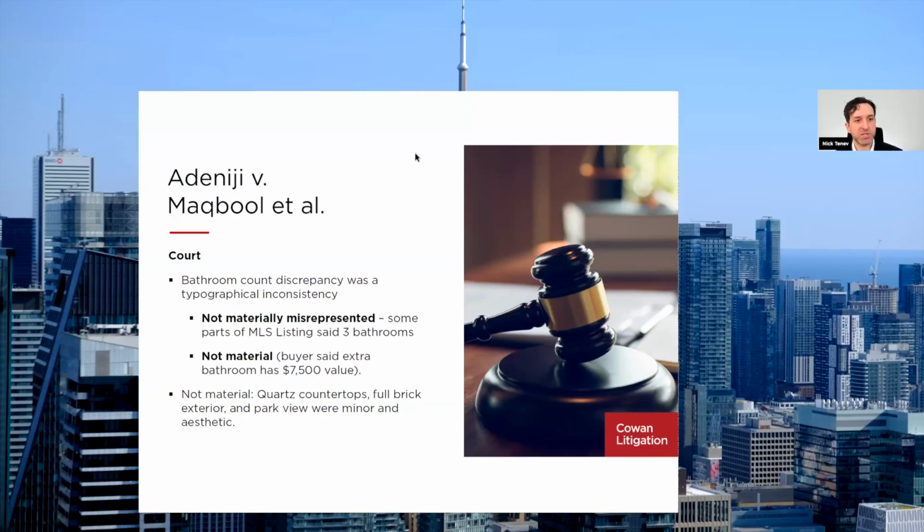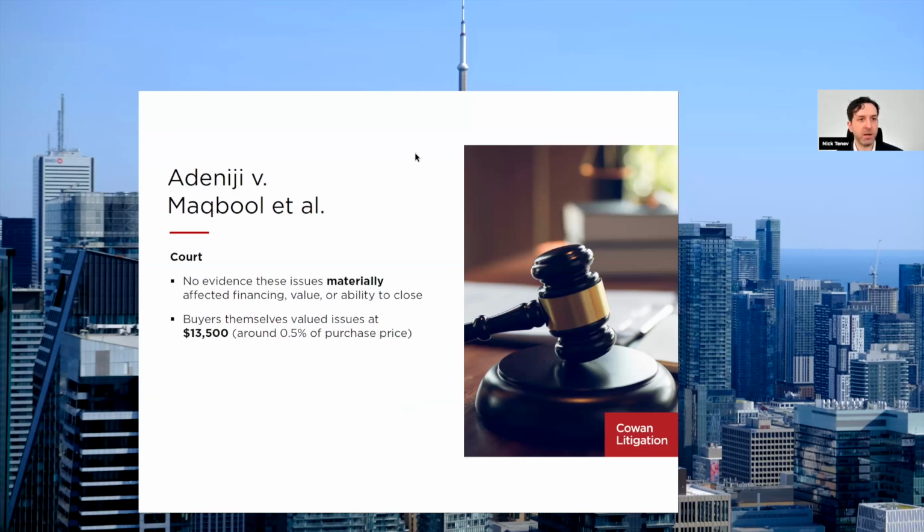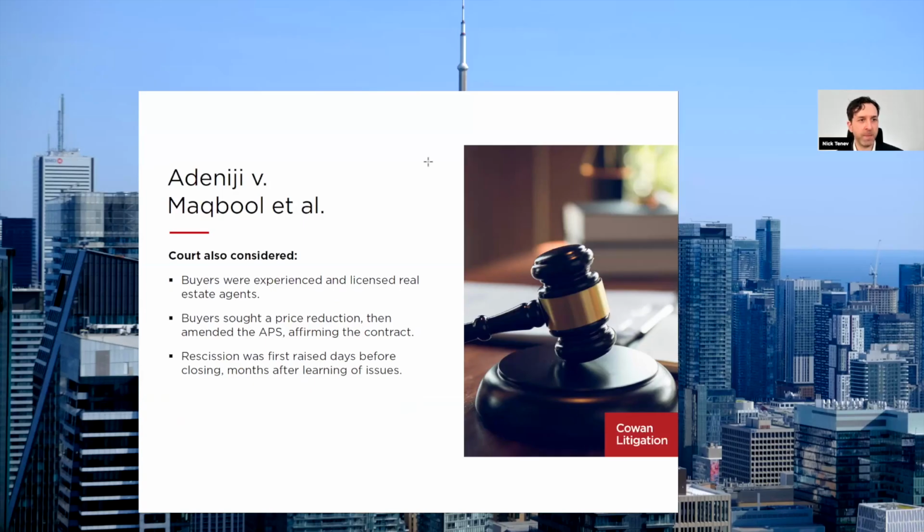And the other things, such as the quartz countertops, fully brick exterior, and park view, the court said these were minor and just aesthetic things, so not material. And the court also said that there's no evidence that these issues materially affected the financing, the value, or the buyer's ability to close. And the buyers themselves valued these things in total at around $13,500 because that's the price abatement that they agreed to. So that's 0.5% of the purchase price.